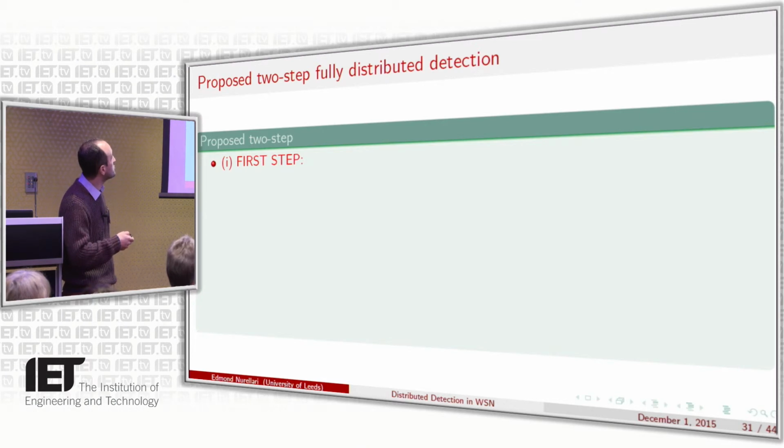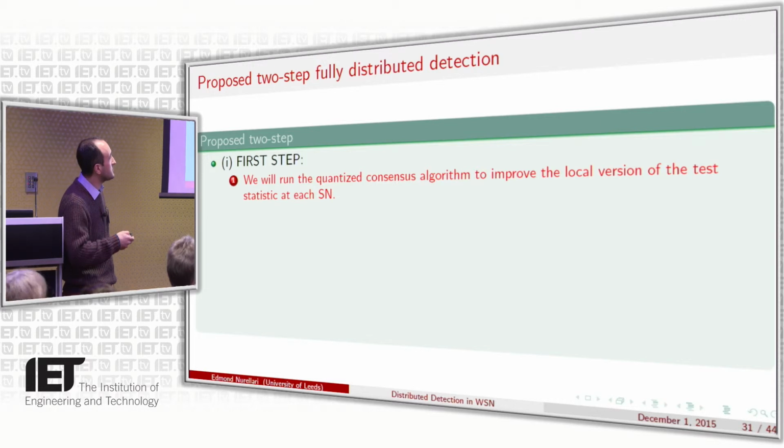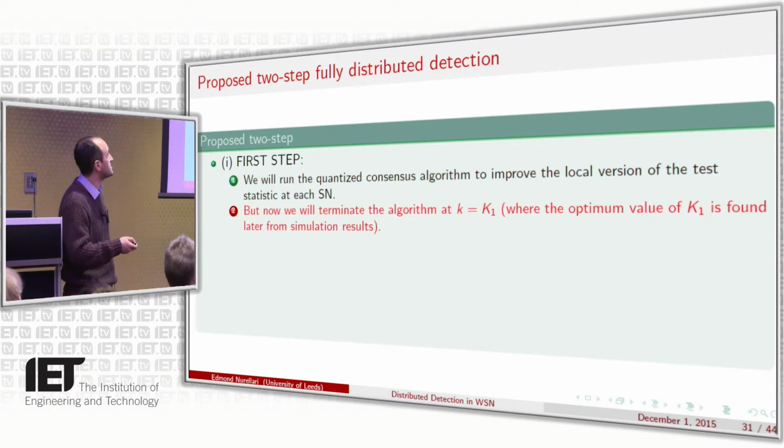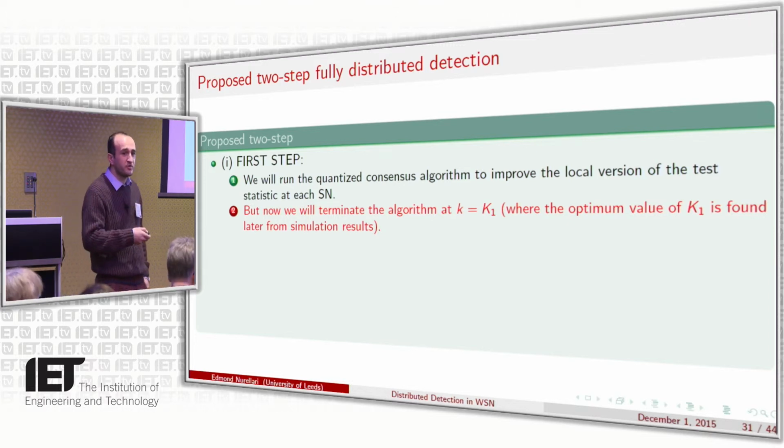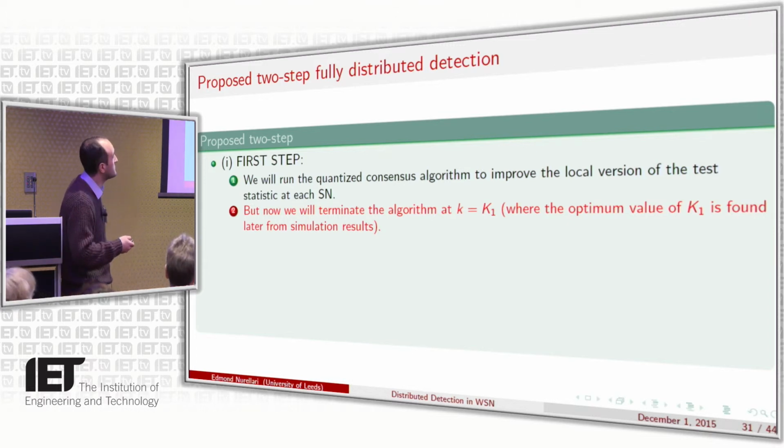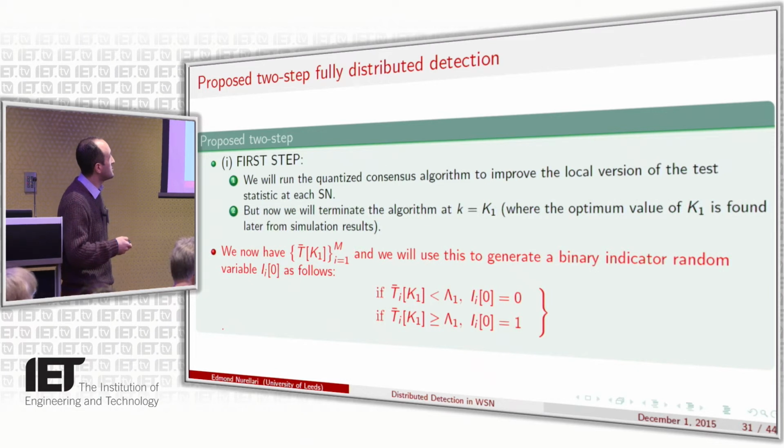So that's the proposed two-step algorithm. What we do is run the quantized consensus algorithm to improve the local version of the test statistics. But now we terminate at k equal to k1, where the optimum value of that is going to come from the simulation results. So we now have these test statistics. We do the test, and we generate a binary random variable, 0 or 1.